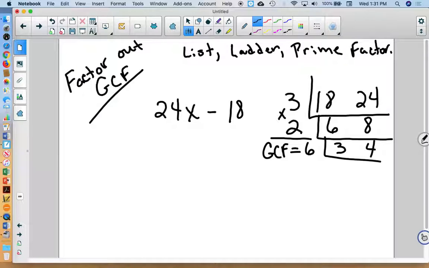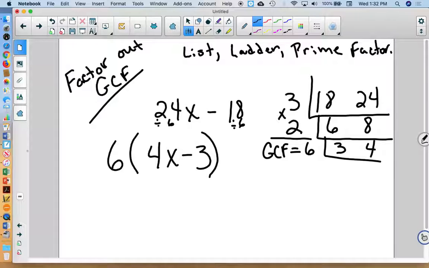Okay. So now I'm going back to my original statement, and I'm going to factor out the 6, or divide the 6 out of both pieces. So I'm going to put 6 out here, and it's going to look like the distributive property. 24 divided by 6 leaves me with 4x, and 18 divided by 6 is going to leave me with 3. So my new statement now is 6 times (4x minus 3).